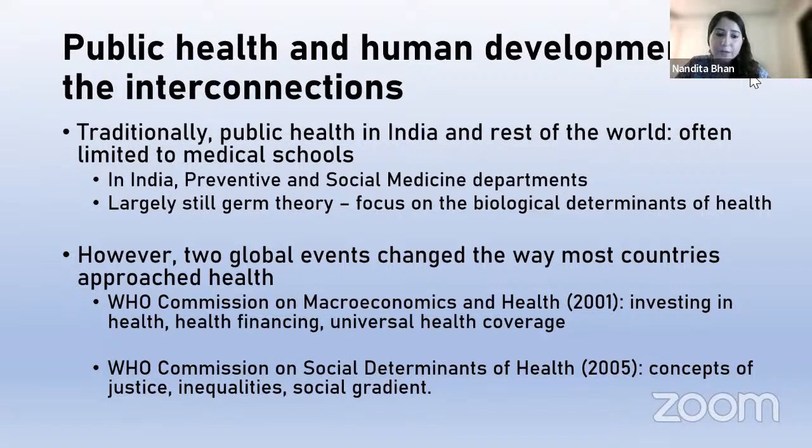approach health. The first one has been the Commission on Macroeconomics and Health. This was way back, but really the commission was the first time that brought together many countries to think about why we need to invest in health and what some issues of health financing are. And you will hear a lot of this word, universal health coverage. What does that mean? How do we unpack that? Today we have a lot more understanding of UHC, what it means, and what some models are by which we can enable UHC for our populations. But the beginning of this happened in 2001.